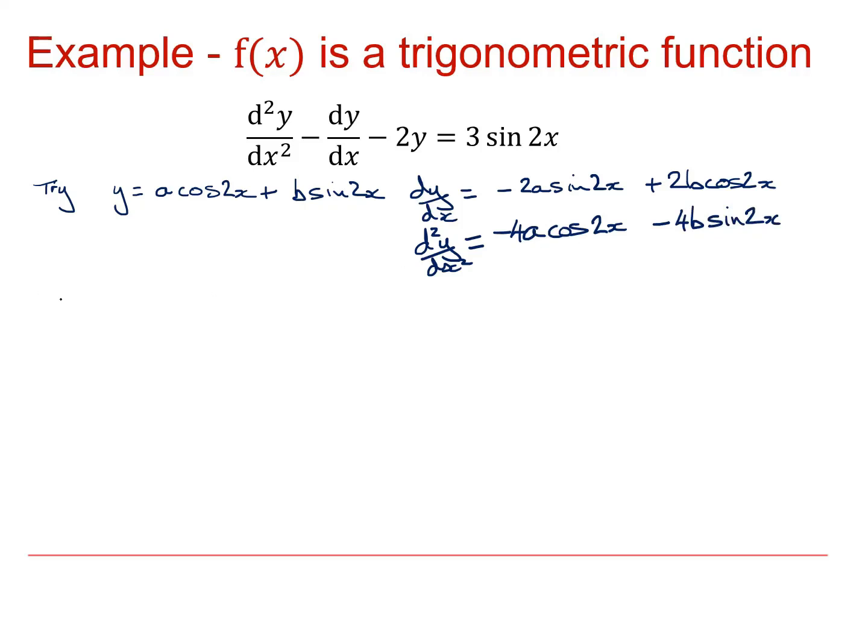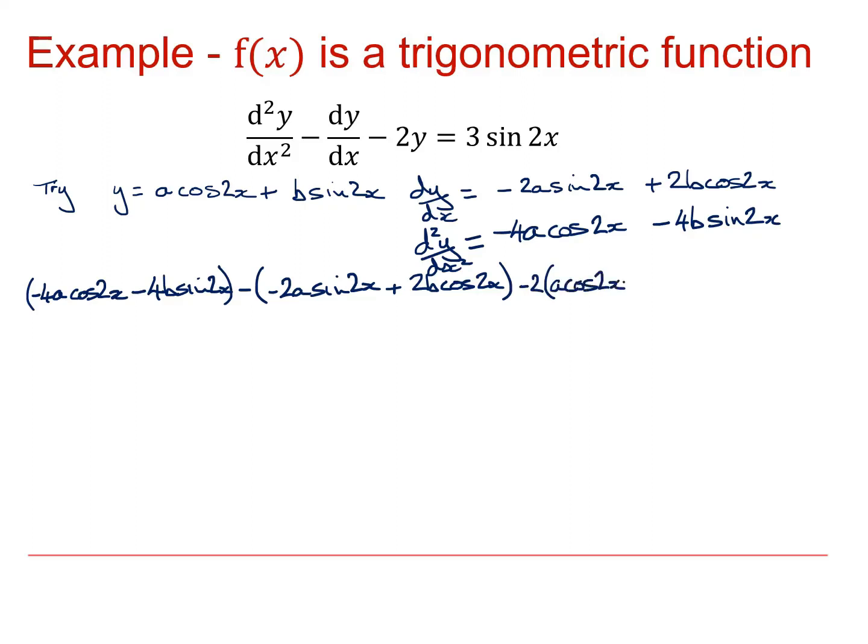So plugging those bits in, from the second derivative I'm going to get a minus 4a cos 2x and a minus 4b sine 2x. From the dy by dx I'm going to get a minus 2a sine 2x plus 2b cos 2x, and then I'm going to get minus 2 lots of y, which is going to be a cos 2x plus b sine 2x. And all of that has got to be equal to 3 sine 2x.